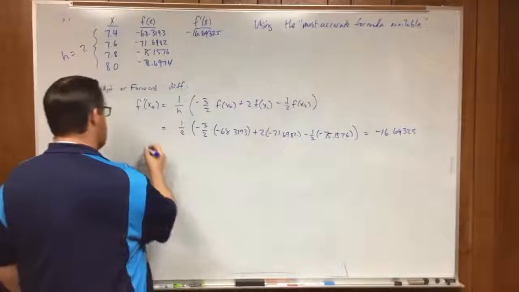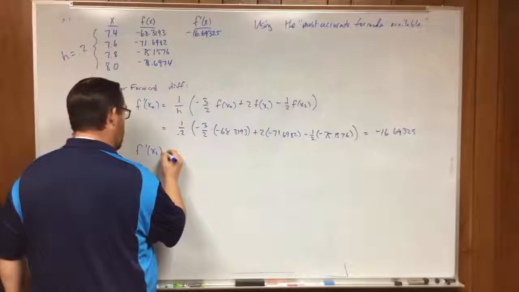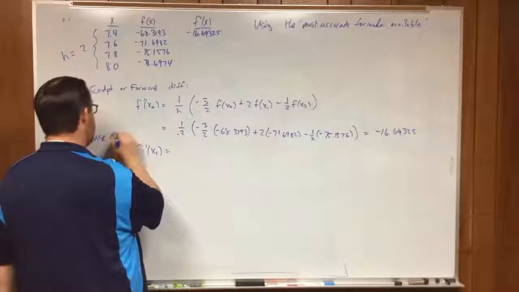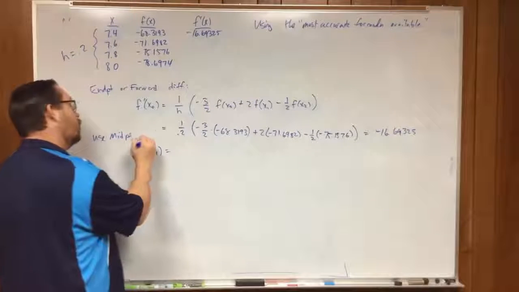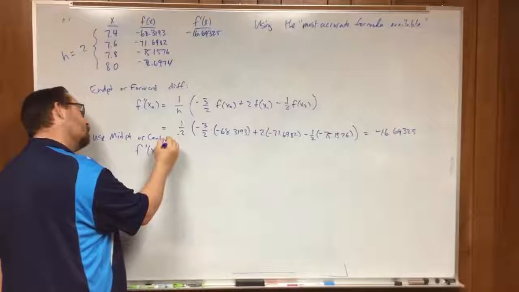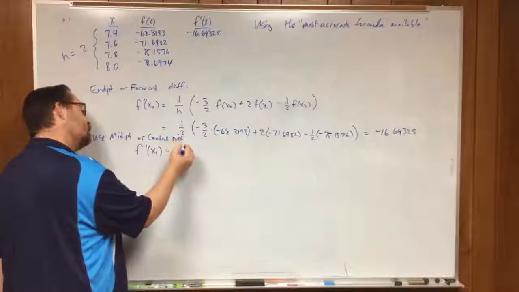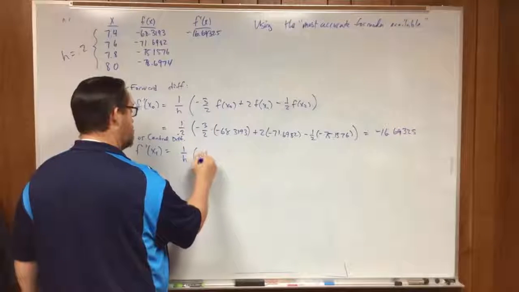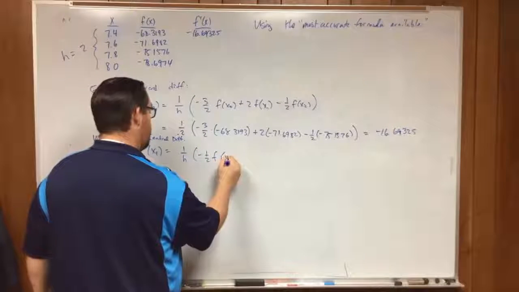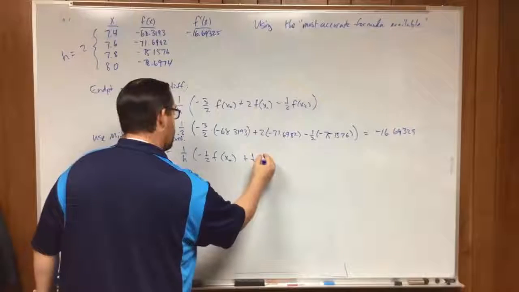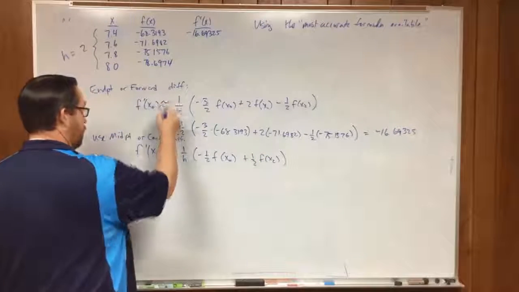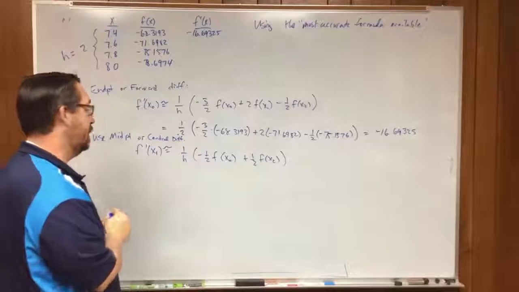All right, to do f prime at x1, I'm going to use the midpoint or central difference 3-point formula, which is 1 over h times negative 1/2 f at the point before it plus 1/2 f at the point after it. Okay, these are approximations, probably should be clear about that.